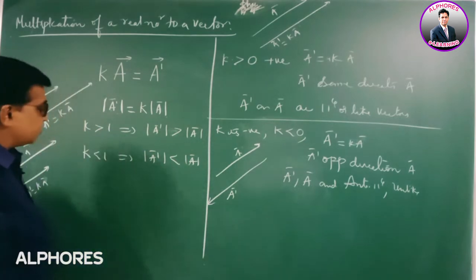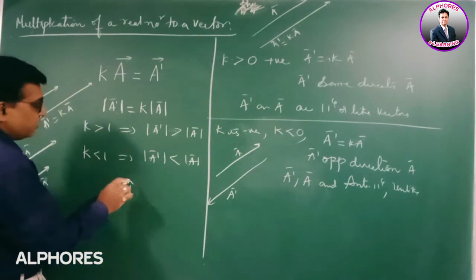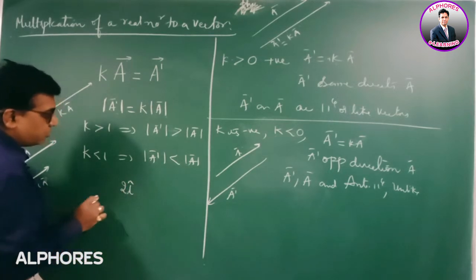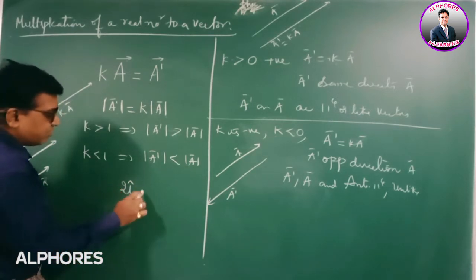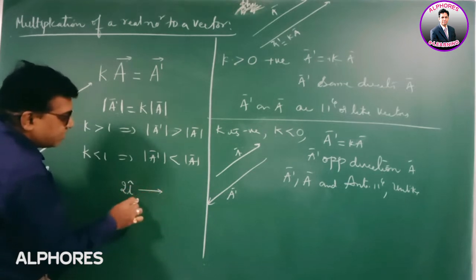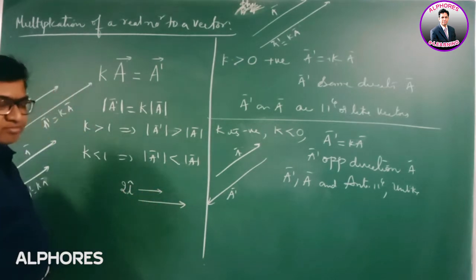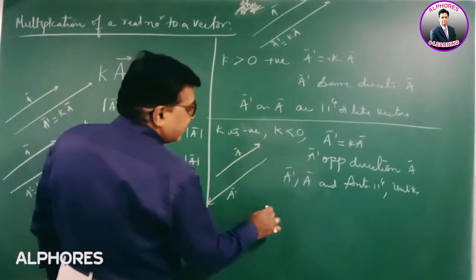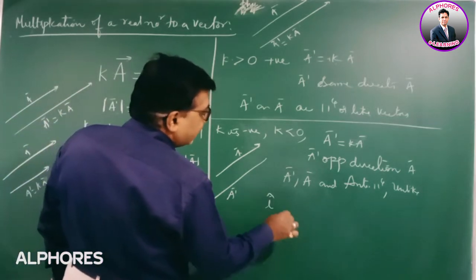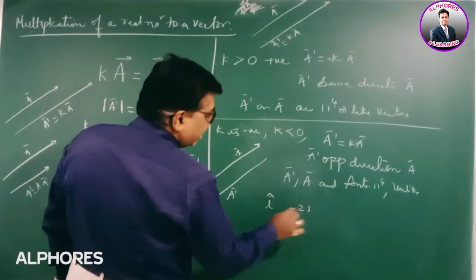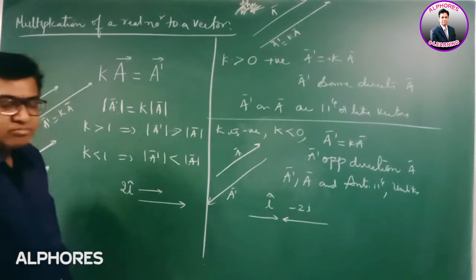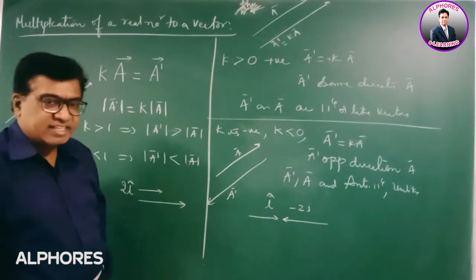For example, suppose I take I cap, a unit vector along the x-axis. If I multiply by 2, then the vector is 2 times I. I cap is in the x direction, and 2I is like this. Right? So if I take minus I cap, that is one vector. If I multiply by minus 2, then minus 2I is in the opposite direction. That way the direction is reversed.